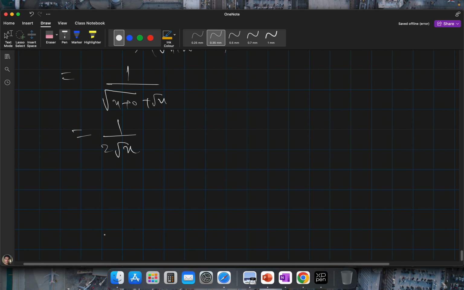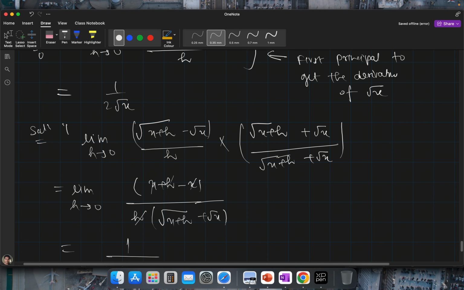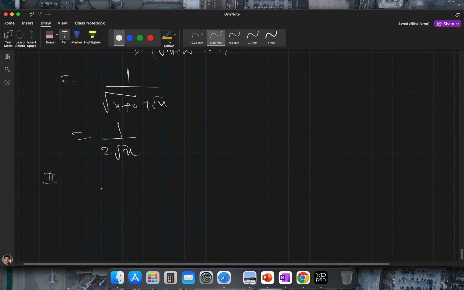Now this was the first method. What will be the second method? Just differentiate that. With respect to what?